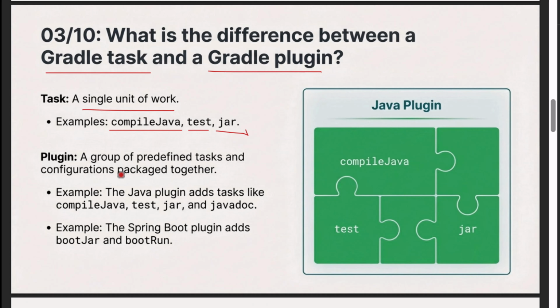A plugin, on the other hand, is a group of predefined tasks and configurations packaged together. For example, the Java plugin adds tasks like compileJava, test, jar, and javadoc. The Spring Boot plugin adds tasks like bootJar and bootRun. Plugins save you time because you don't have to write everything from scratch. They also help ensure standard behavior across projects.